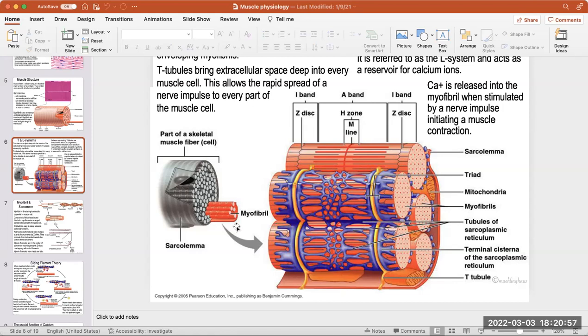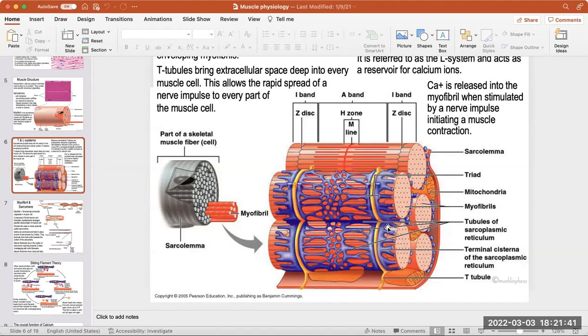So the T-system refers to the system that brings the nerve impulse deep into the muscle. And that's that yellow stuff here. That's like nerve impulse stuff that goes down. So the nerve, that's why it's yellow. Everything in the body that's yellow is kind of nervy, if you can say that. So that's that part of the triad. That's the T-tubule. And so that brings the nerve impulse down, which initiates the muscle contraction, but it does that by secreting calcium deep into the myofibril, where those actin and myosins are.